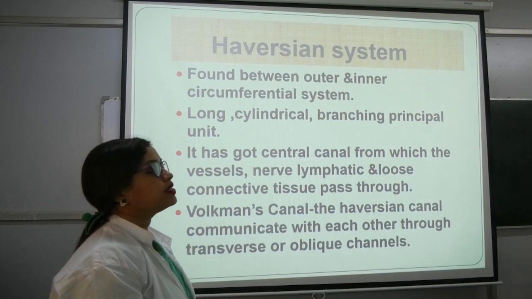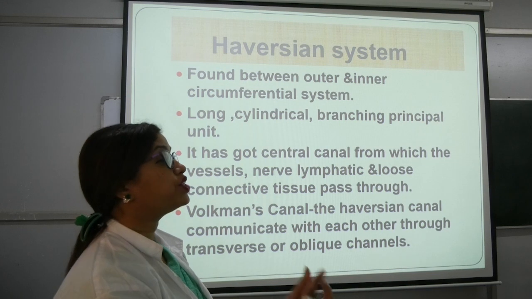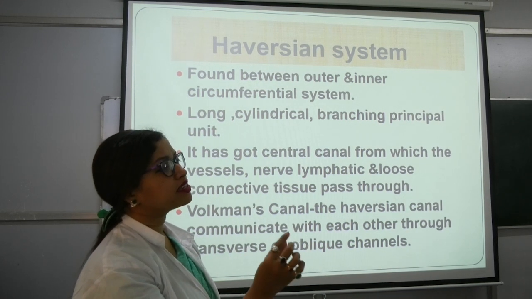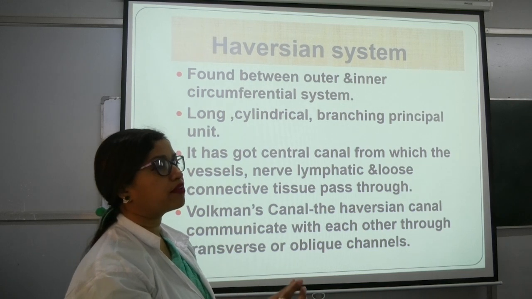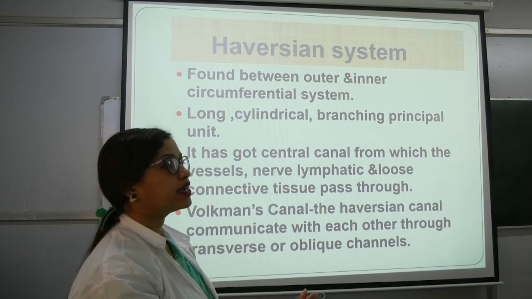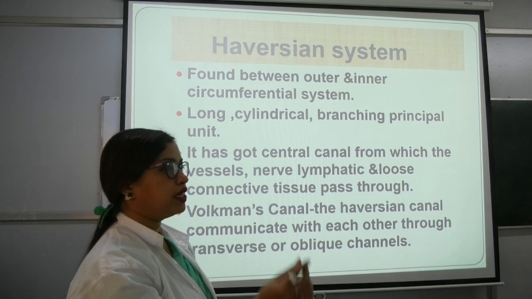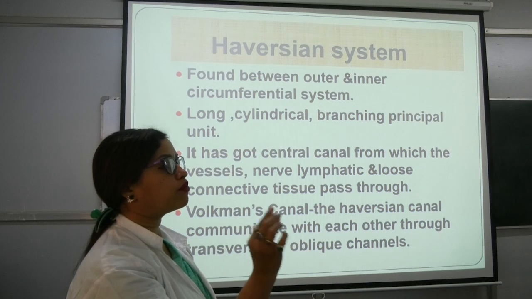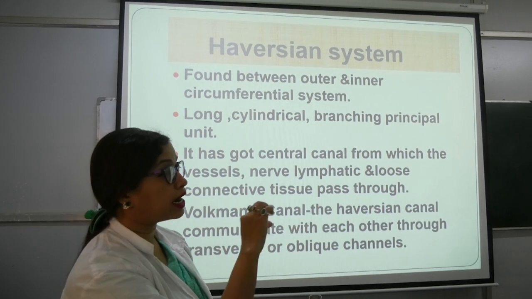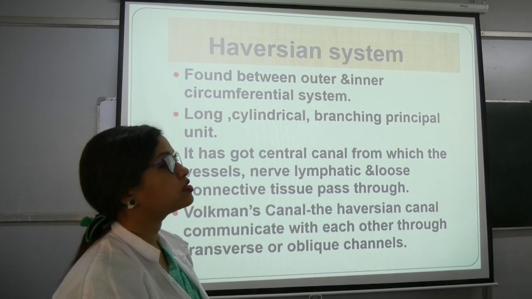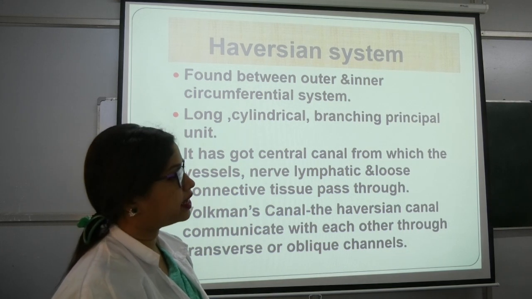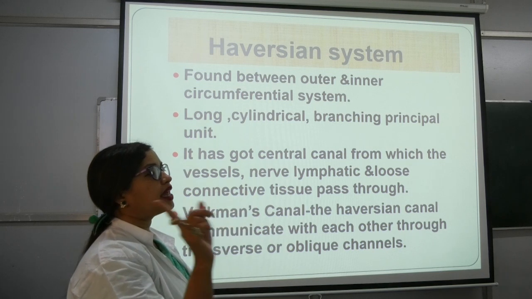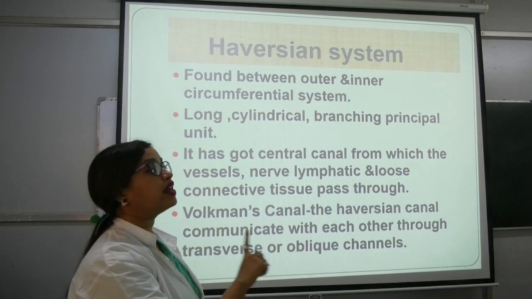See, the Haversian system consists of the Haversian canal. There is one central canal. What structures go through the canal? The blood vessels, the nerves, the lymphatics and the loose connective tissue run in the central canal. Each Haversian canal is connected by another, horizontal canal, known as Volkmann's canal. Around these canals there are canaliculi.